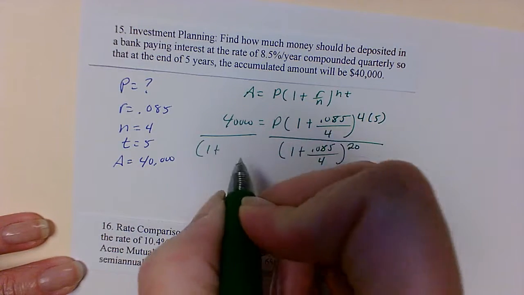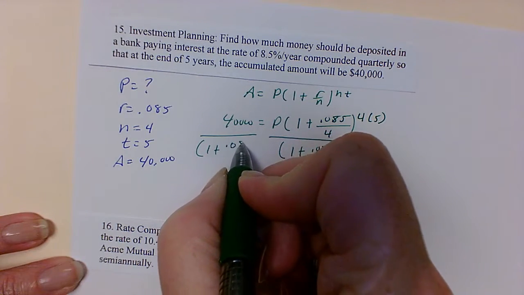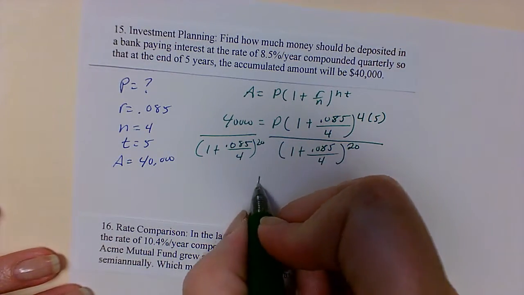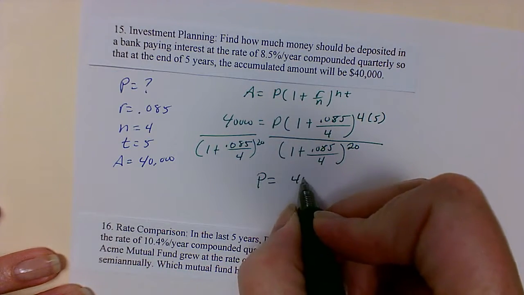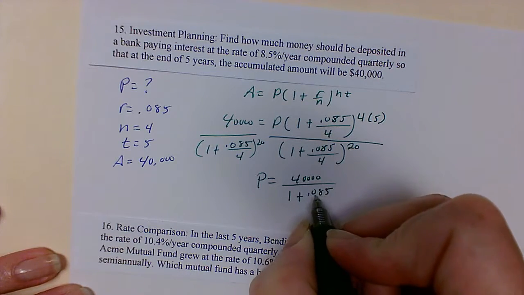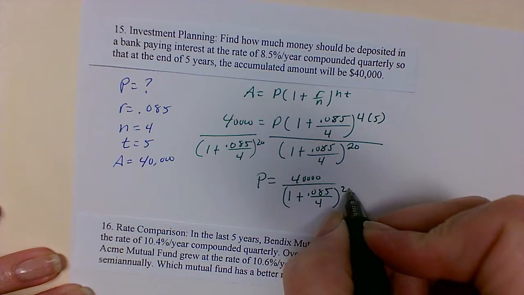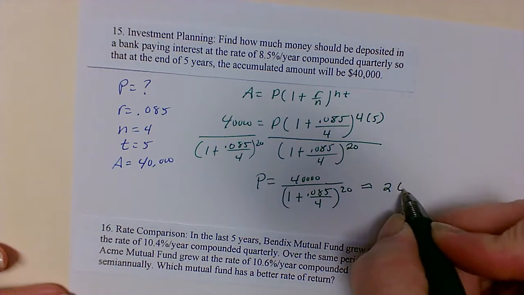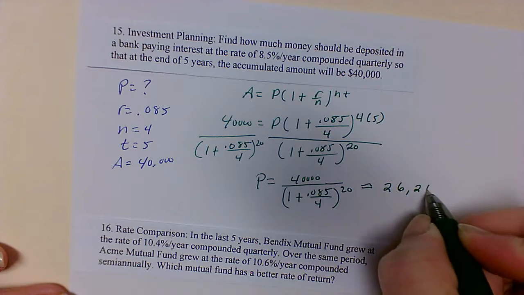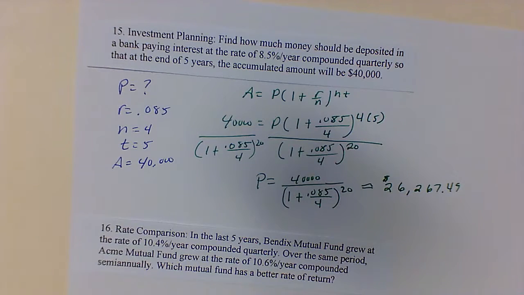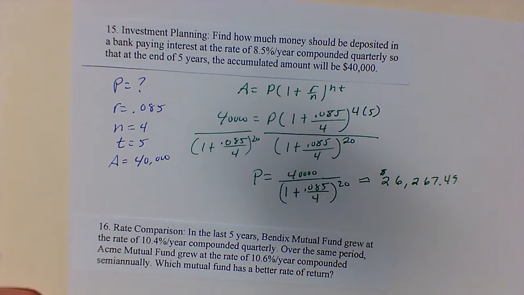So 1 plus 0.085 over 4 raised to the 20. So this tells me that P is equal to 40,000 divided by 1 plus 0.085 divided by 4 raised to the power of 20. When you plug that in your calculator, you should get $26,267.49. All right, so that would have been the principal to put into our account.